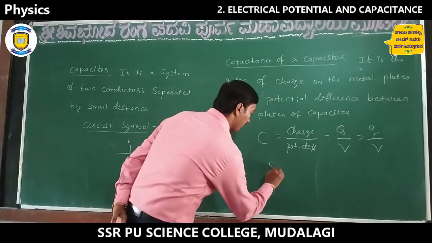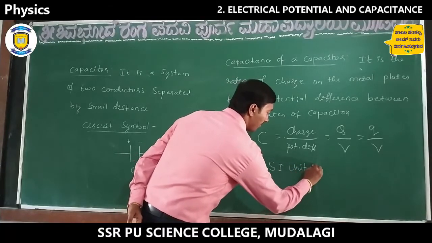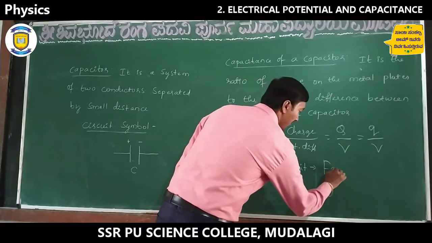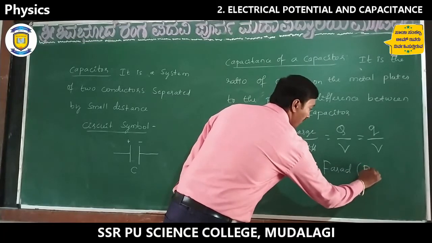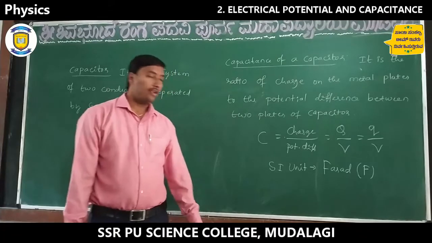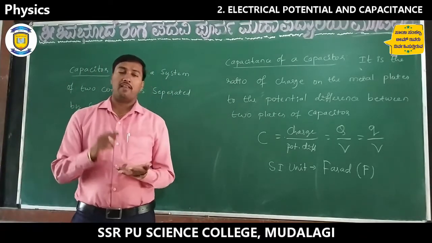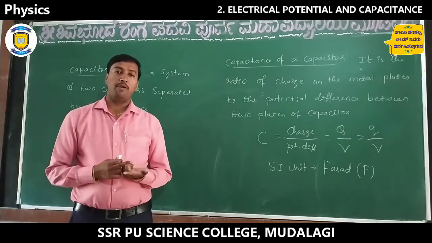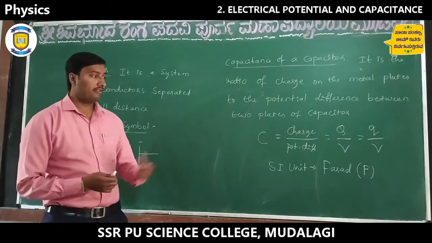What is the SI unit of capacitance of a capacitor? The SI unit of capacitance is the farad, indicated by capital F. Farad is a very large unit, so we use the millifarad. Milli means 10⁻³, micro 10⁻⁶, then picofarad means 10⁻¹² and nanofarad means 10⁻⁹. These farads are used, correct?